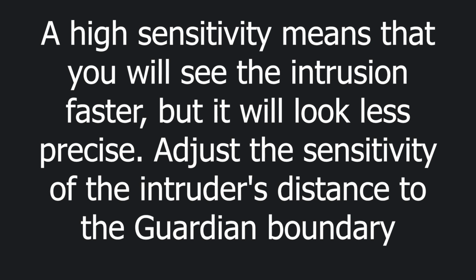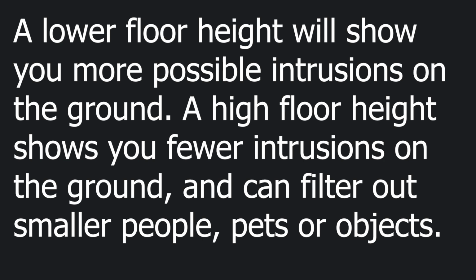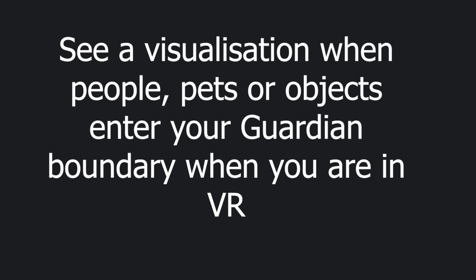"Adjust the sensitivity of the intruder's distance to the Guardian boundary. A lower floor height will show you more possible intrusions on the ground. A high floor height shows you fewer intrusions on the ground and can filter out smaller people, pets or objects." Also, a general description of intrusion detection has been added: "See a virtualization when people, pets or objects enter your Guardian boundary when you are in VR."